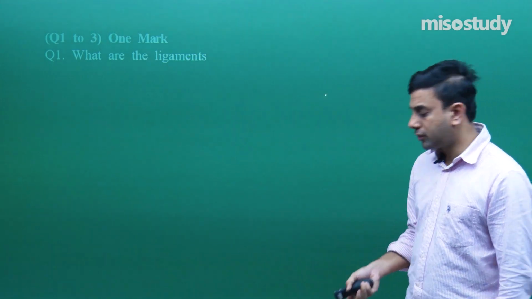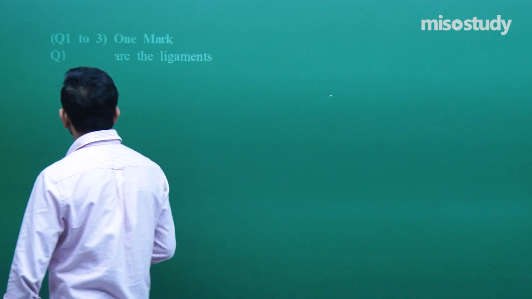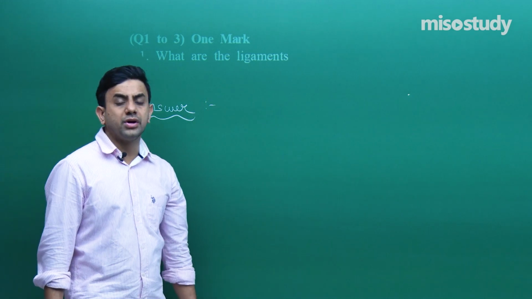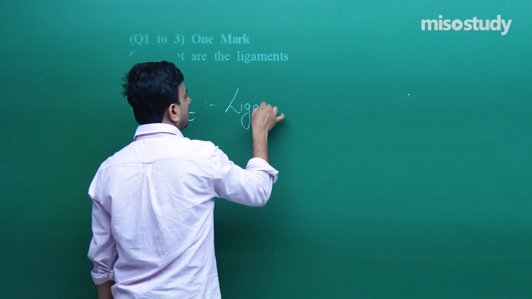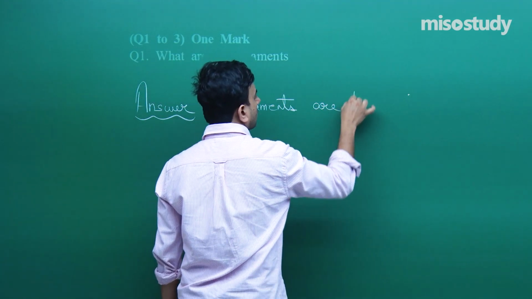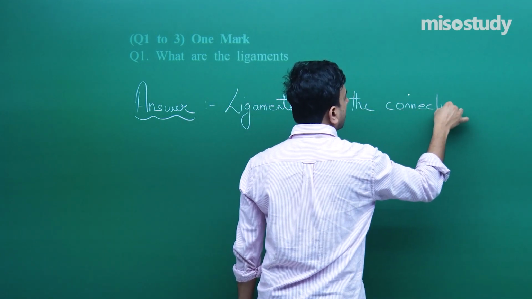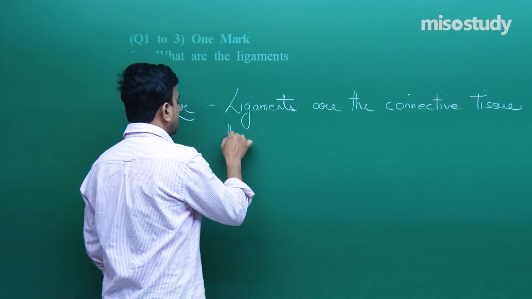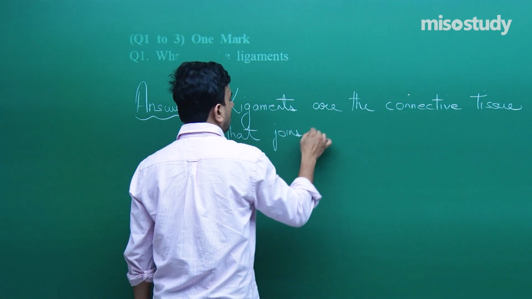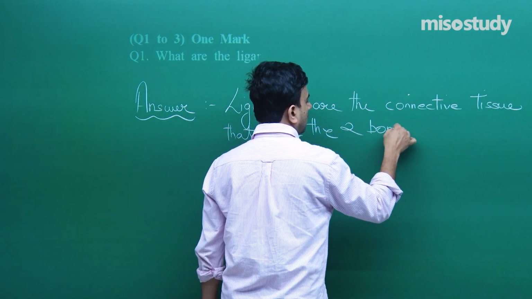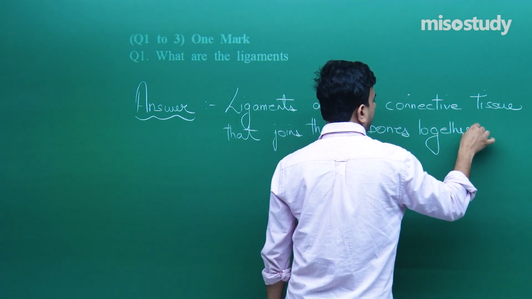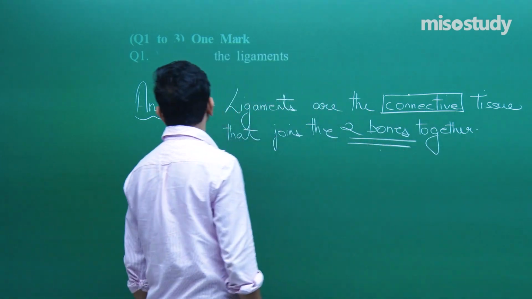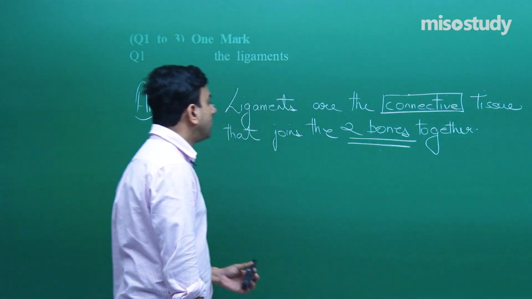So we'll start with the one mark question and see what we can answer. What are ligaments? Ligaments are the connective tissue that joins the two bones together. These are the ligaments. We move on to the next question.